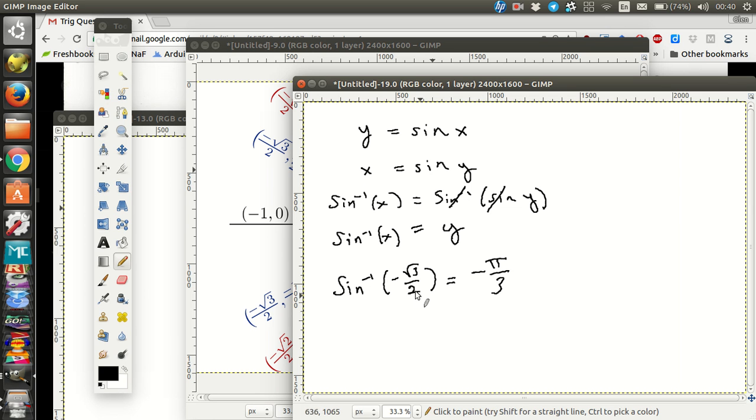Okay? Questions about that? Send me email. I can explain this in different ways. I can explain this using the graph of the inverse sine if you prefer.